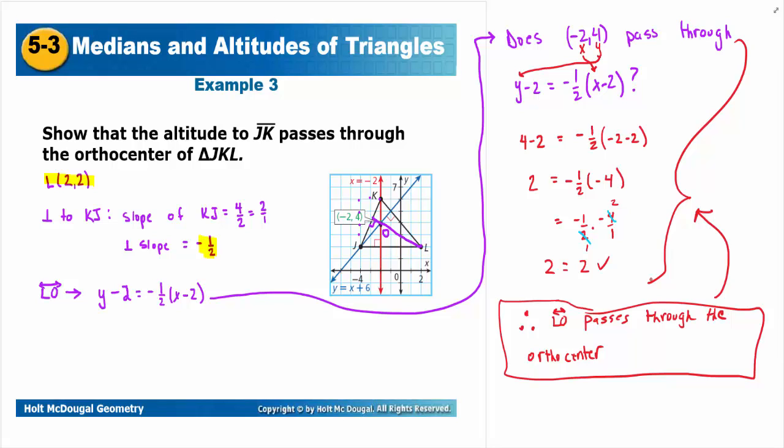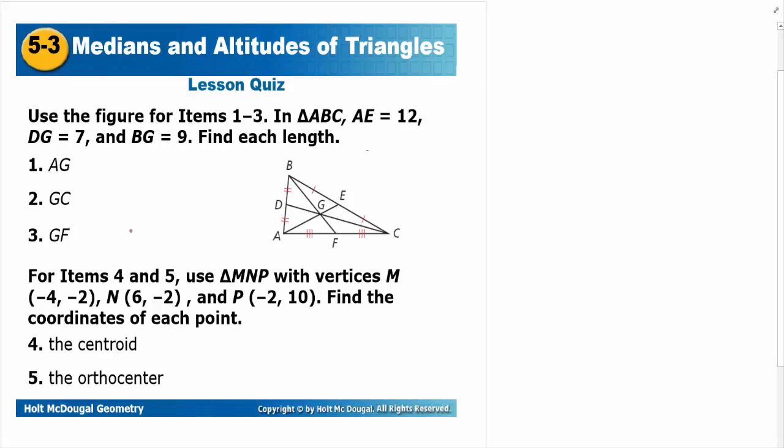Okay? So, with that, we have our lesson quiz. You'll see in the lesson quiz, 1, 2, and 3 are very similar to the first set of notes we did with the centroid, so go back and look at those. 4 and 5, again, we're going to use that triangle MNP. We have our points here, and find the coordinates of the centroid. Remember, I did that little corollary that might help you find the centroid. That might be a little easier way to do that. And then we have the orthocenter.